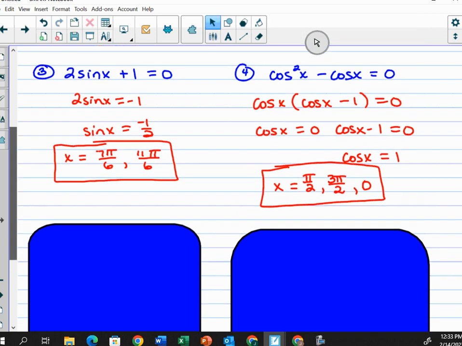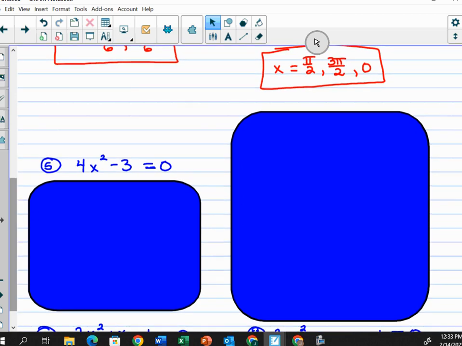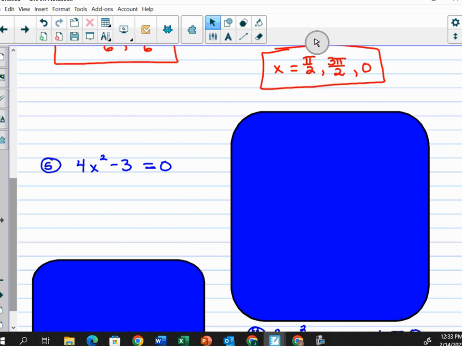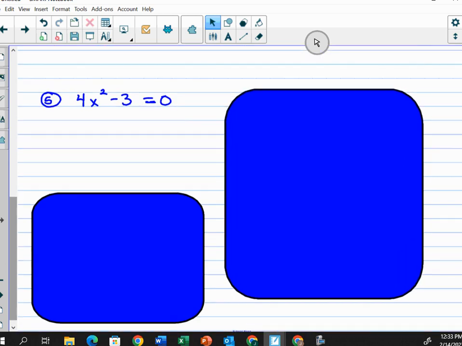Let's try again. We'll do the basic algebraic kind of equation first to make sure you guys remember. So jot down number 5 for me: 4x squared minus 3 equals 0.